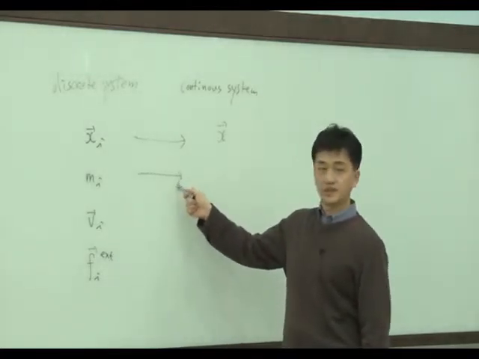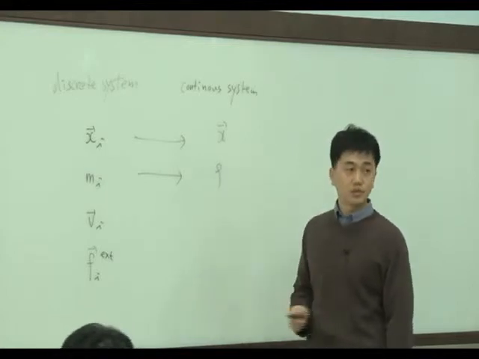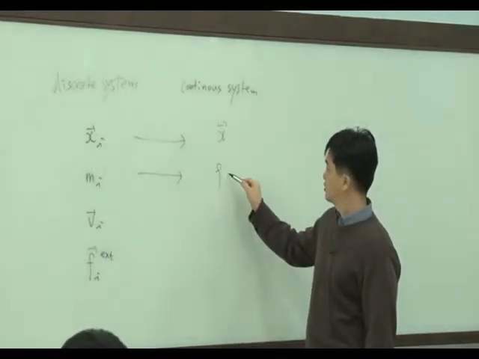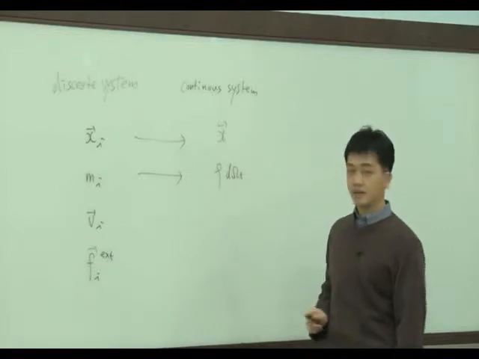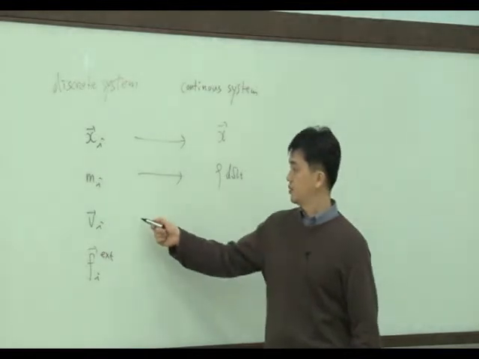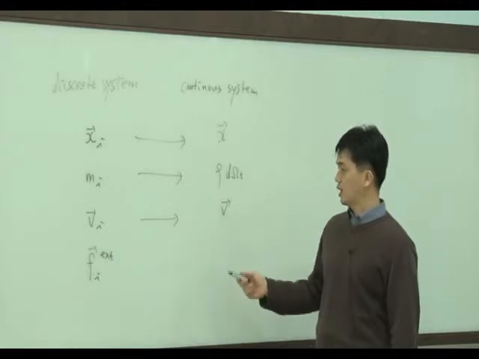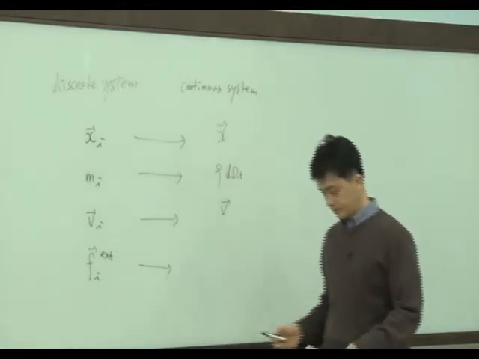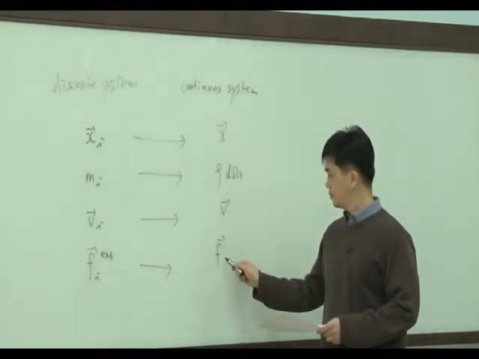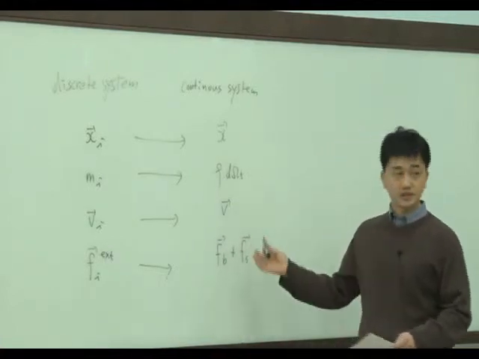And how about the mass? Mass becomes rho, the density, times d omega t, a very small current volume. And how about the velocity? Velocity just becomes v without i. External force becomes F, body force B plus surface force Fs.